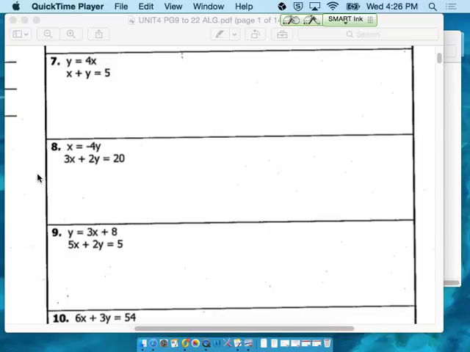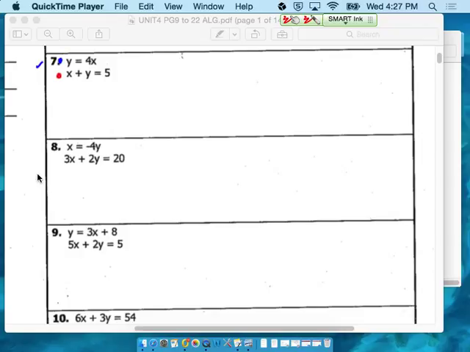Okay, this video will go through the process of solving a system of linear equations using the substitution method. So I'll start with number 7 on page 9 in your spiral notebook. In number 7, you can see that y has already been isolated in the first equation. So I'll color code with red and blue.